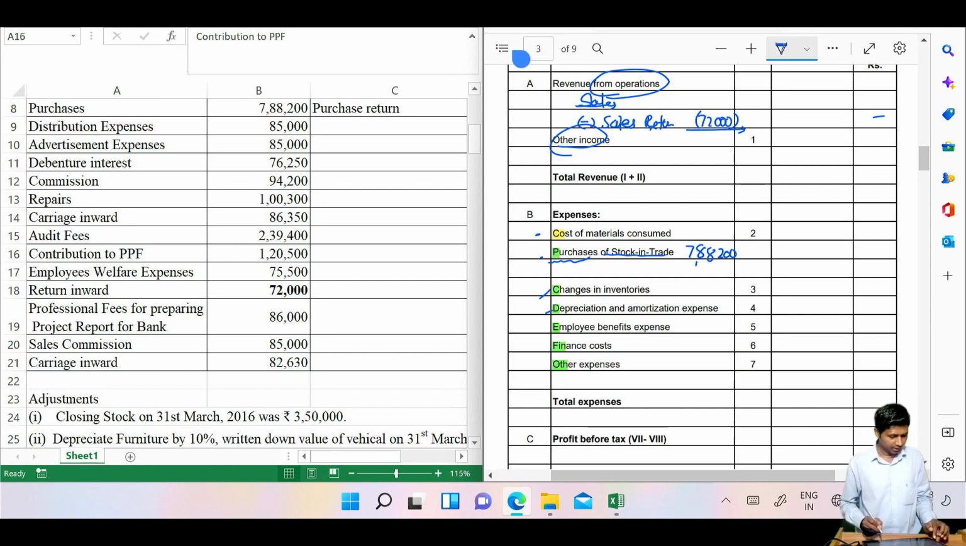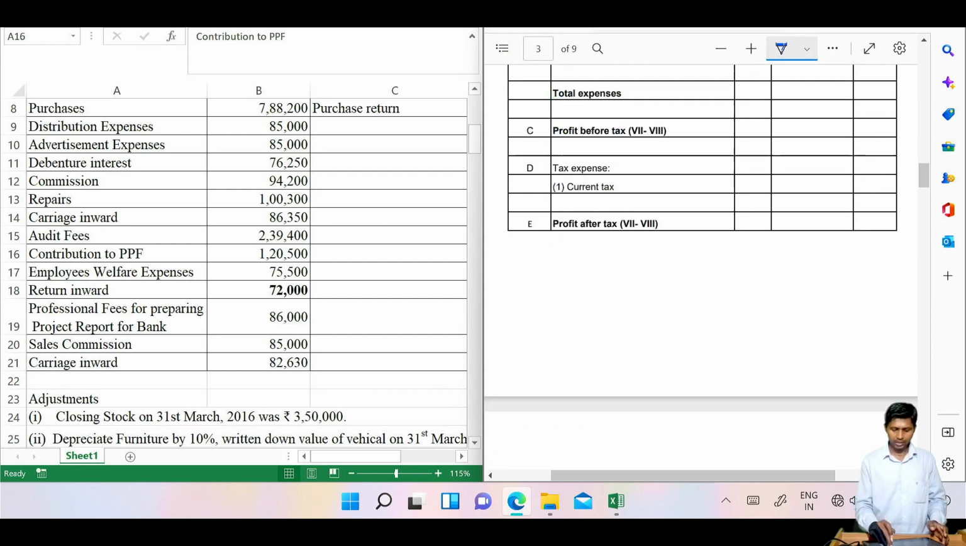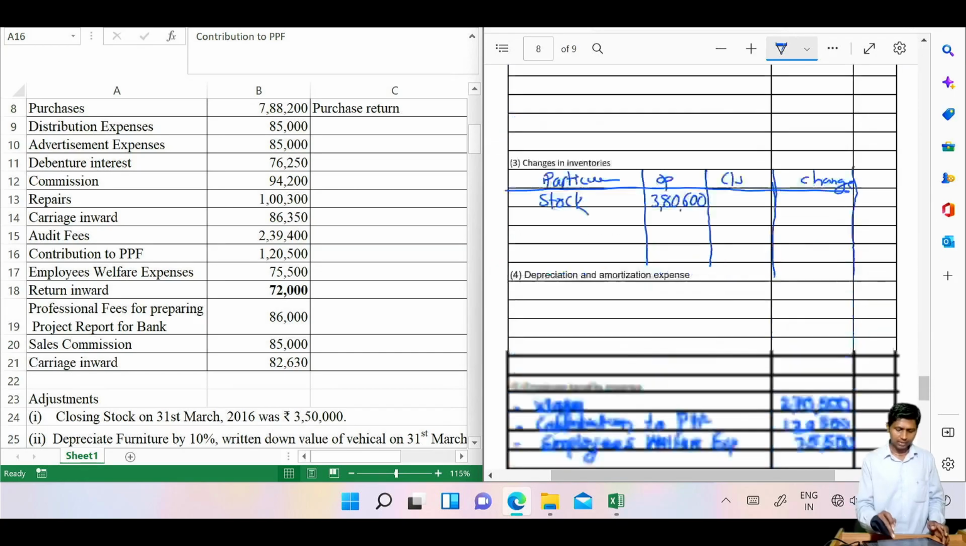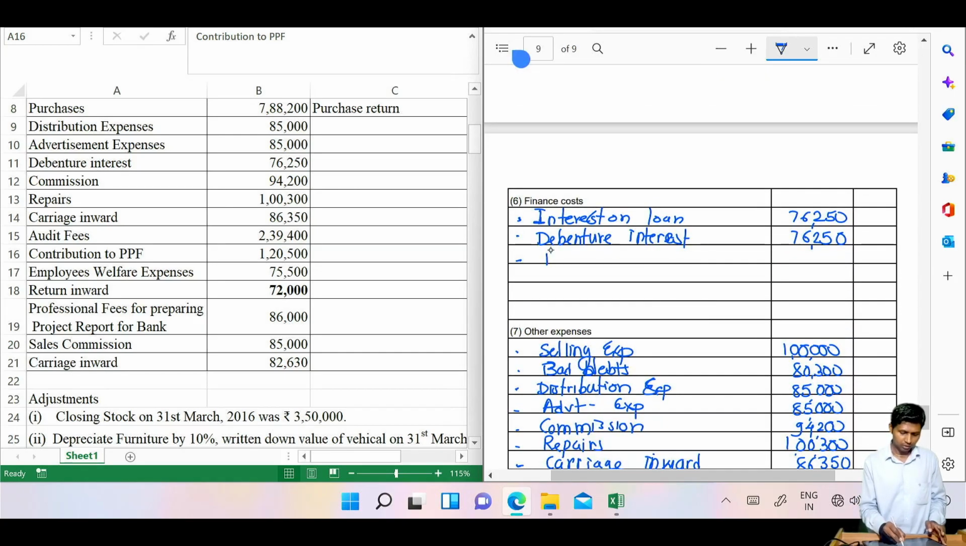Okay. Now after writing this, the professional fees for preparing project report for banks. For bank, why do we give project report? For getting loan we give project report. Therefore, my dear students, we are going to write it in finance cost. Finance cost here. Professional fee for bank loan for preparing it. If you have space, write it, or just write here. You need to write everything. Examiner will understand. I understand, don't worry.